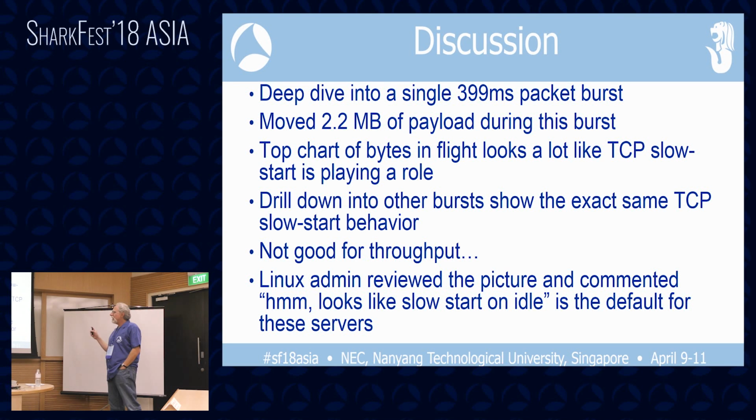And here's the part at the very bottom that was a surprise for me. So I showed the DBA, who's not a network person, the chart, and I explained what in-flight meant. And he looked at it and he goes, oh, it wasn't the DBA, it was the Linux person. So we're in the war room. There's a bunch of network people, it's typical, right? Database, network, server people, help desk people. So the Linux guy says, wow, it looks like slow start on idle is the default for these servers.